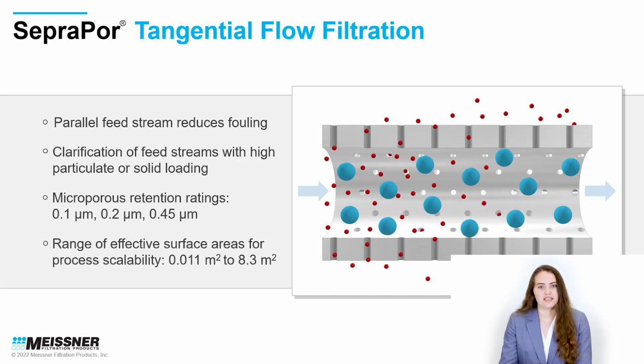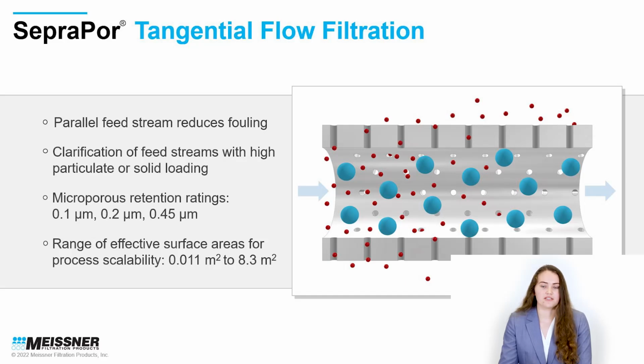Hollow fiber membranes enable tangential flow filtration, where the feed stream flows parallel along the membrane rather than perpendicularly into the membrane. The parallel feed stream sweeps through the fiber, reducing membrane fouling and prolonging filtration performance. Though flat sheet membrane cassettes can also be used for tangential flow filtration, hollow fiber filters are typically preferred for feed streams with high particulate and solids loading, such as cell debris, cell suspension, or colloids.